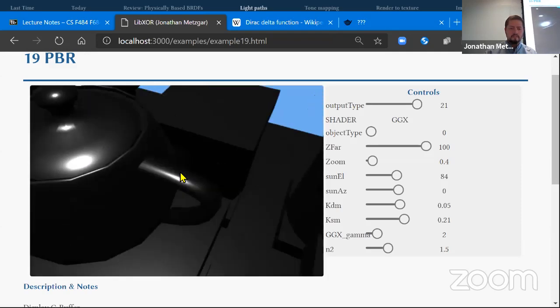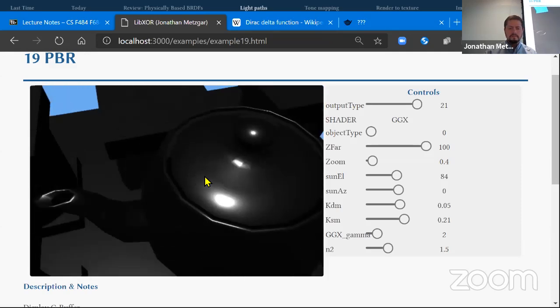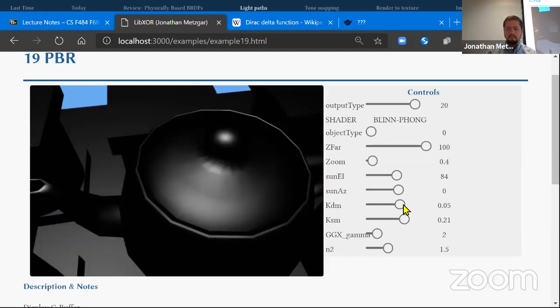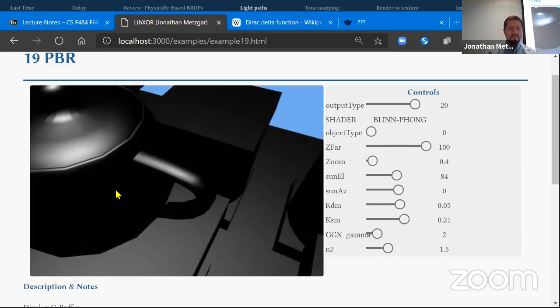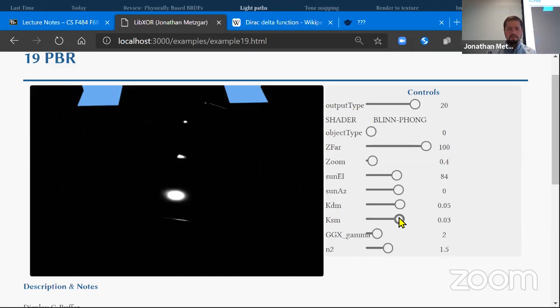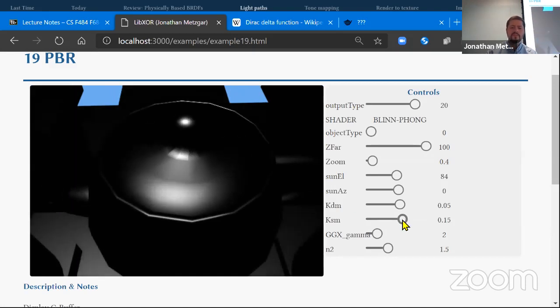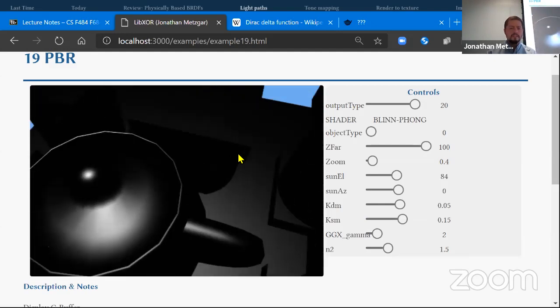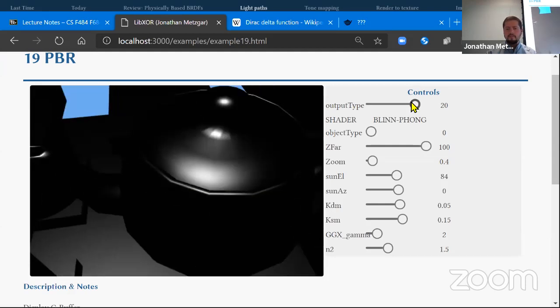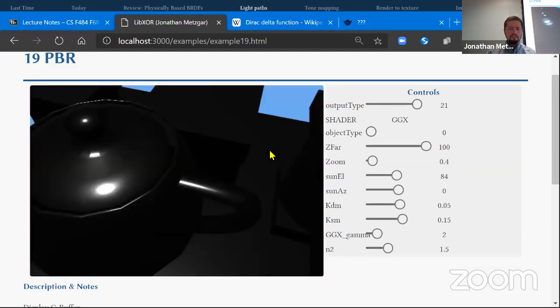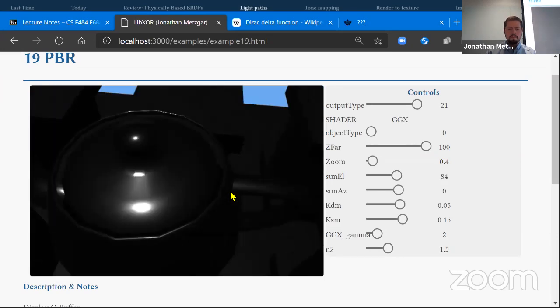Just looking at this, it kind of looks metallic, versus if I go back to blend Phong, it is not the exact same thing. The problem is it's just too dark. You would expect there to be more reflection even on a metal object, so it just doesn't behave very well. Okay, so let me go back here. There's GGX, and this is why it does a lot better.